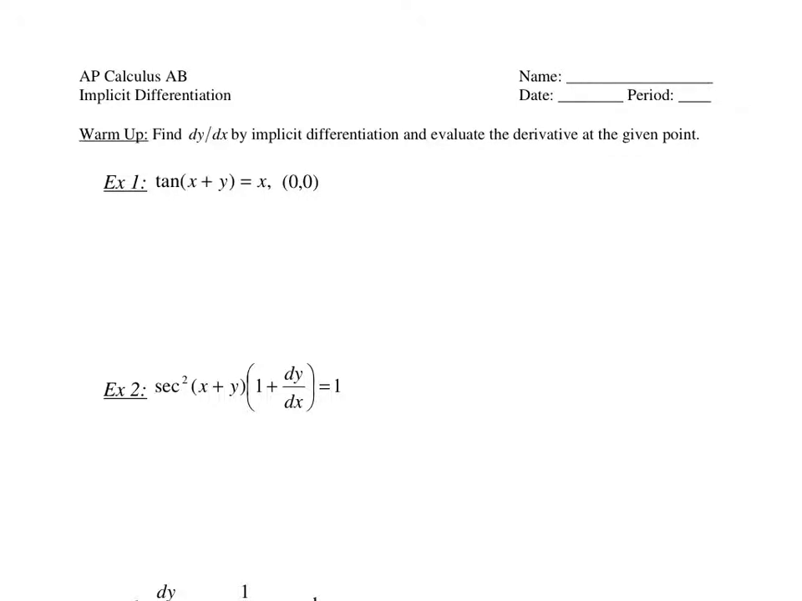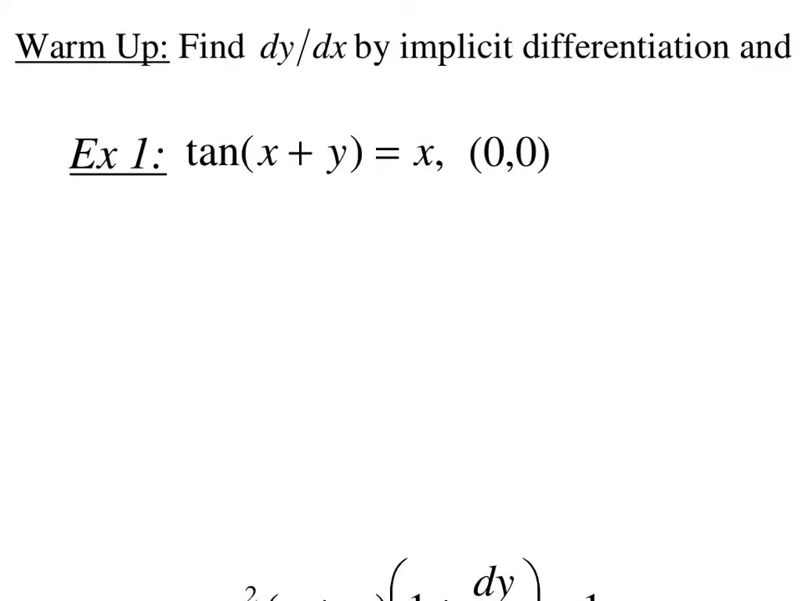So first, find the derivative of both sides. Okay, good. We're going to take the derivative of both sides with respect to x. Okay, so if I do that in this case here, the right hand side's easy, that's just 1. But now I have the left hand side, and what am I going to have to do to find the derivative of tangent of x plus y? Chain rule. Yeah, chain rule.